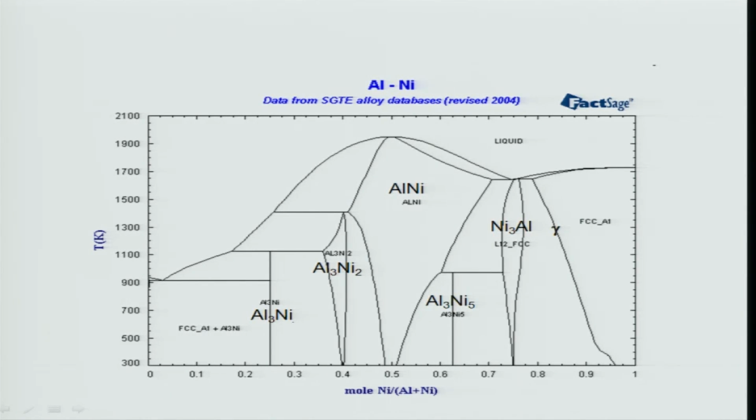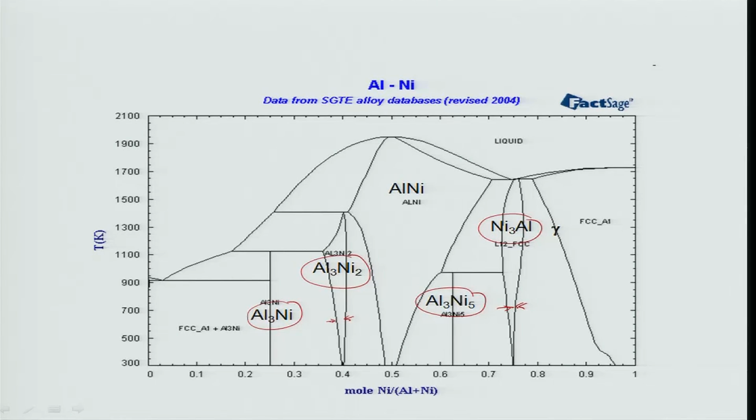You can see here I have written many phases like Al3Ni, Al3Ni2, Al3Ni5 and Ni3Al. All of these phases form by peritectic reaction, all, okay. But you see Al3Ni is a line compound, Al3Ni5 also is a line compound. On the other hand, Al3Ni2 and Ni3Al have a compositional range in which they are stable. It is not only a line, but there is a domain range of composition that is stable.